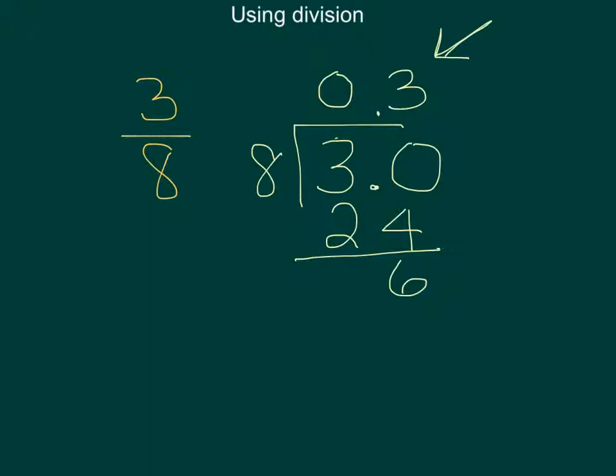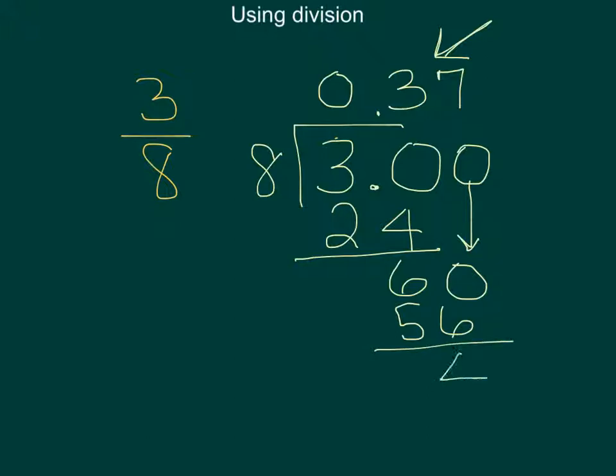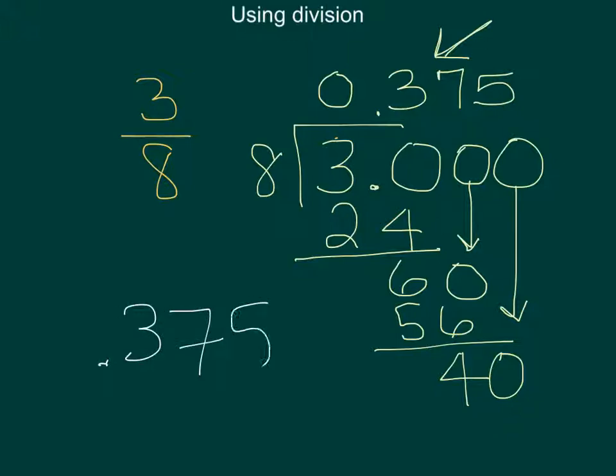So if you have any remainders, you add another 0 and you bring it down. 8 can go into 60 7 times. 7 times 8 is 56 with 4 left over. Again, we add a 0, bring it down. 8 can go into 40 5 times. So the decimal for 3/8 is 0.375.